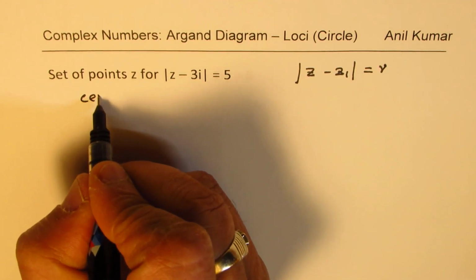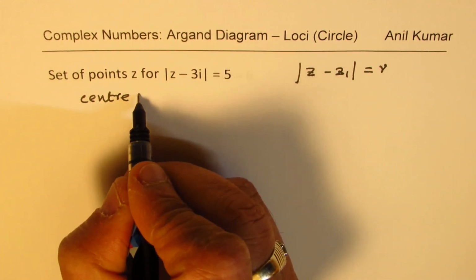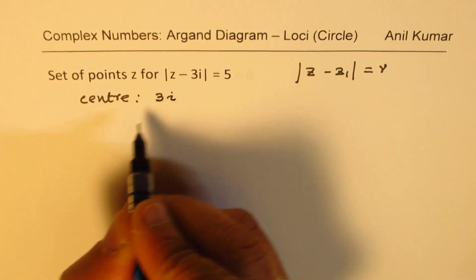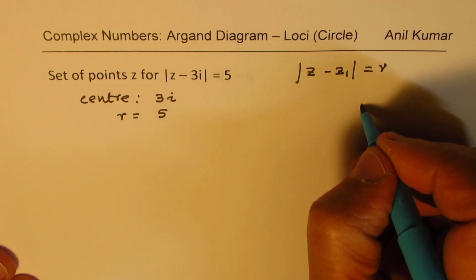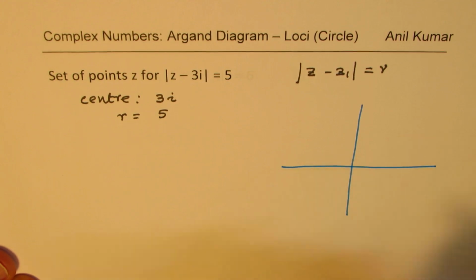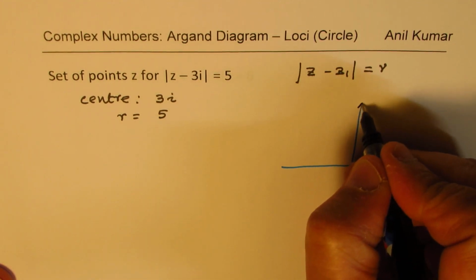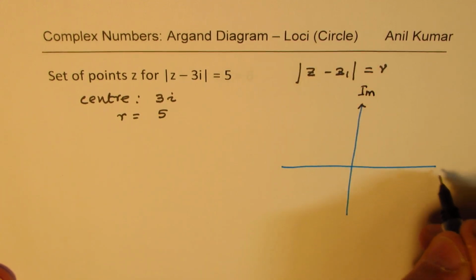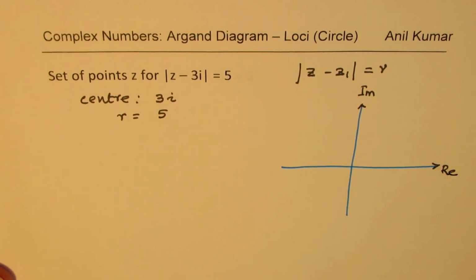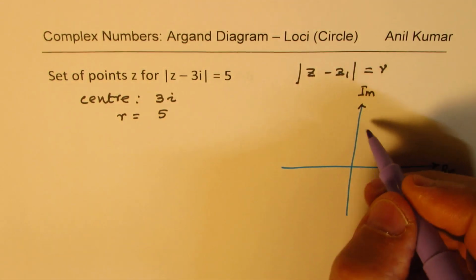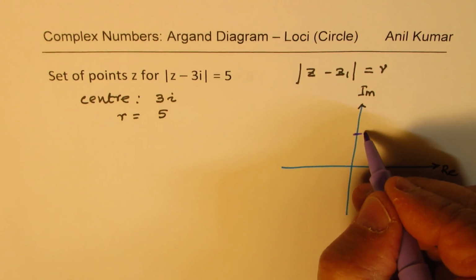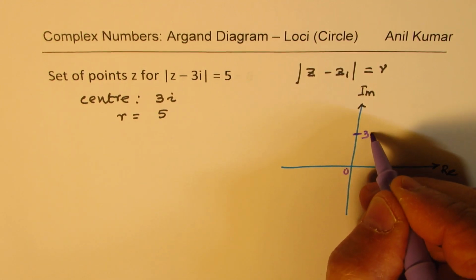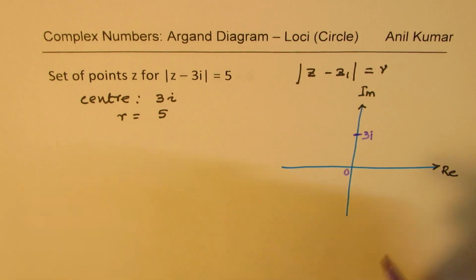So the center in this case will be what? The center will be 3i, right? And the radius r is 5, correct? So you can actually pause the video, sketch it, and then look into my suggestions. So 3i means what? Well, this is the imaginary axis, correct? And that's the real axis, real numbers. So the center is going to be somewhere here, at 0, 3i. Now, the radius is 5.